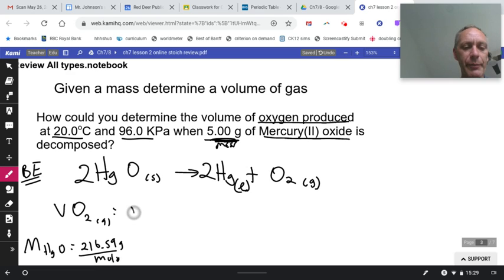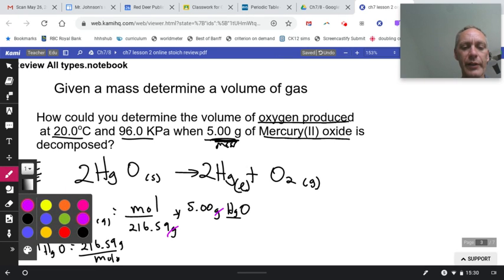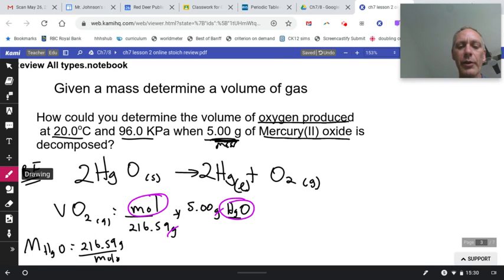Okay, so I want the moles of mercury oxide, and I can get it from right there. So I'm going to flip that. Moles over 216.59 grams. Times the 5 grams of HgO. And I like to write the formula there because now when I go to cancel out my grams, it tells me I have just solved for the moles of HgO. Good.